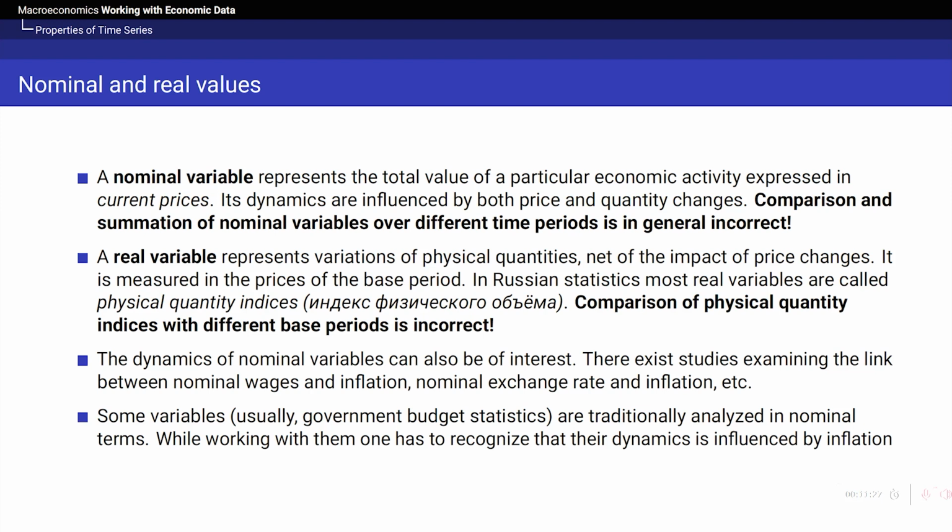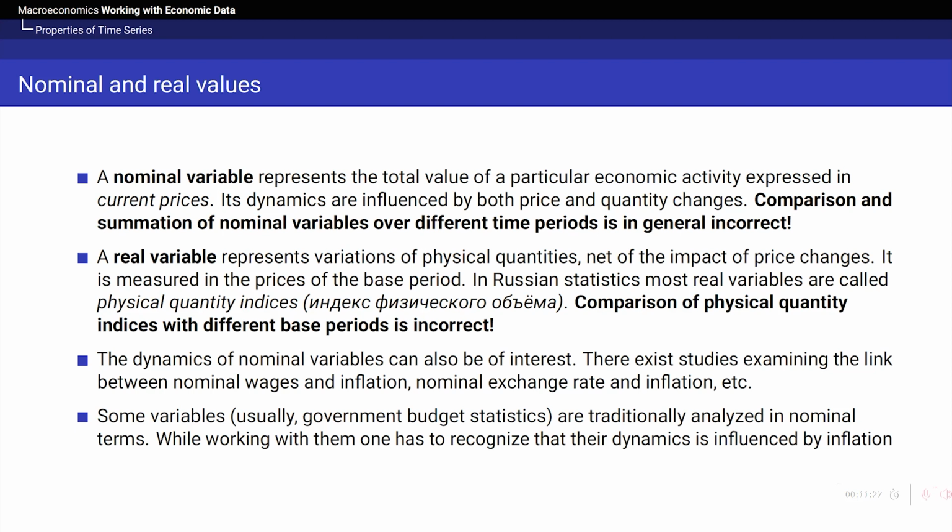As you well know, the variables describing economic activity can be presented in nominal or real terms. Nominal variables are expressed in current prices, that is, the prices that were actually in place during the measurement period. The dynamics of nominal variables reflects both price and quantity movements. That is why, in general, they are not comparable across different periods and cannot be analyzed meaningfully. Still, in some cases, the relationship between nominal variables can be of interest itself.